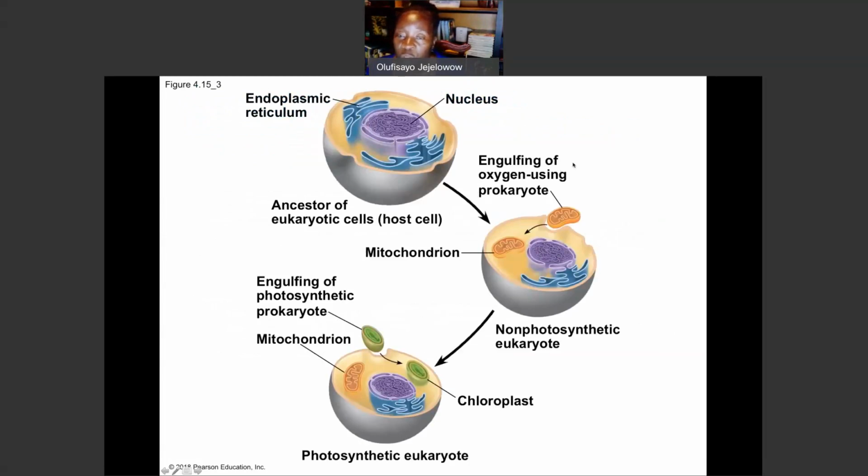It is believed to have engulfed an oxygen-using prokaryote in order to improve its energy and make more ATP molecules. And then the non-photosynthetic eukaryote, in another event, engulfed a chloroplast. And so we have the development of the photosynthetic eukaryote. Both the photosynthetic eukaryote and the non-photosynthetic eukaryote are proliferating and continue on Earth today.